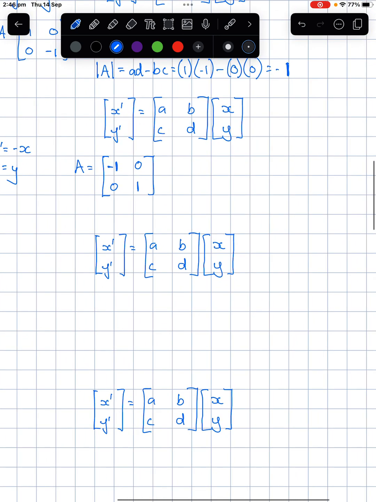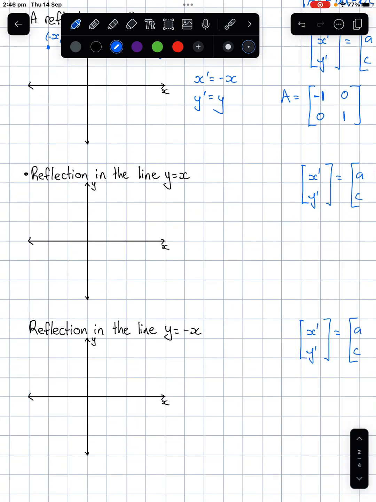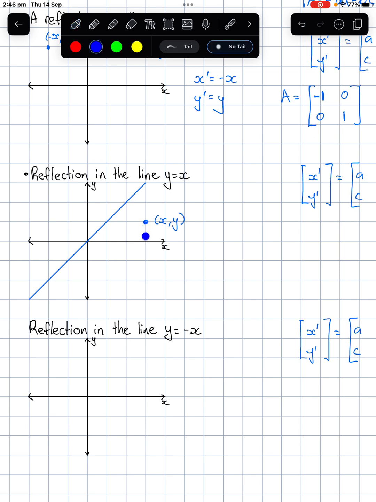Cool. Determinant again, I'm going to skip showing you the working, but that is negative 1 again because negative 1 times 1 gives us negative 1. Okay, the next one says a reflection in the line y equals x. Just so it's a bit more visual, I'm going to pick this coordinate here, which is x, y. This is 3, 1.